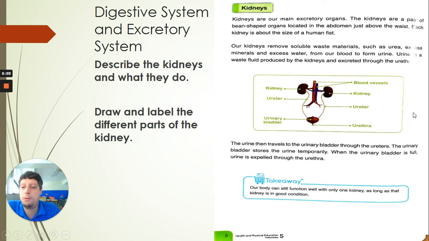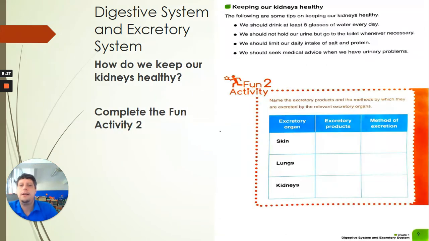Something like this might come up in an exam. Maybe I'll have kidney here, urethra here, fill in the rest. Something like that, okay? So that's why I always ask you to draw the diagrams and label them, so that it can help you remember the different parts of the different organs, okay? All right, let's move on.